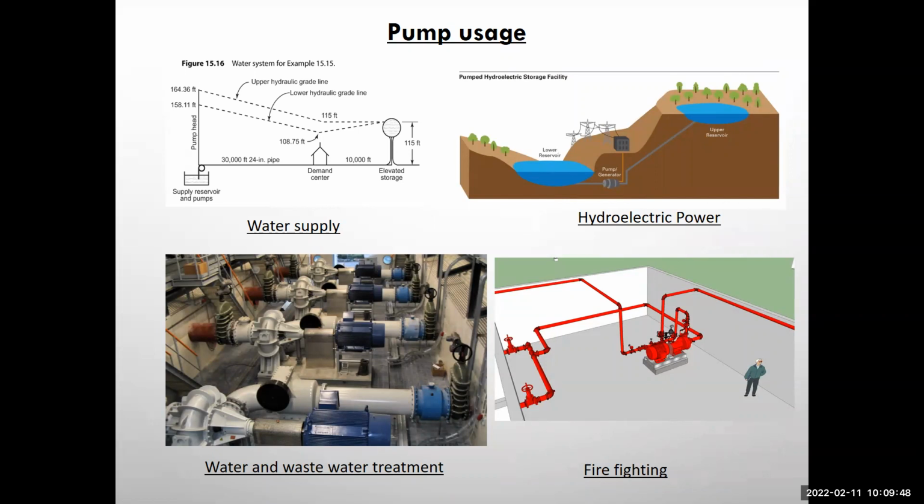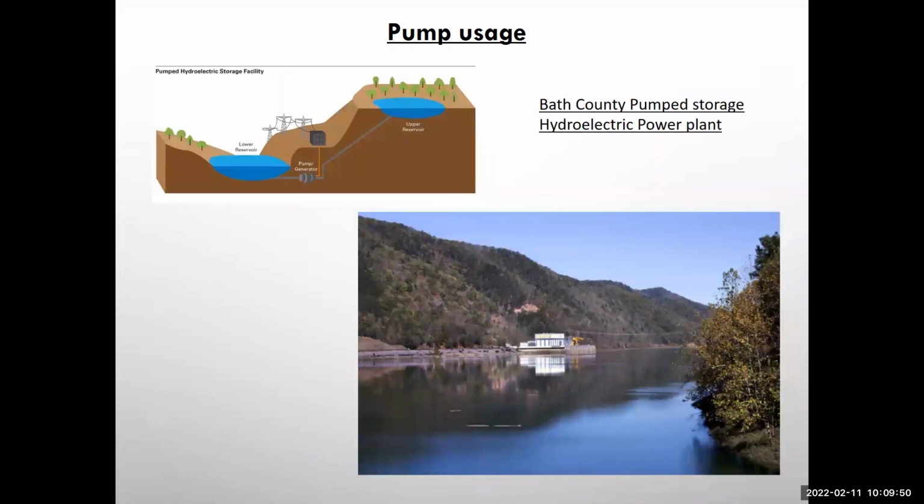So what we will do, oh, and one thing here is the Bath County Pumped Storage Hydroelectric Power Plant. We used to go there for a field trip until 2019. In 2020, COVID happened, and since then we don't go there, but it's a huge facility. This is the largest pumped storage hydroelectric power plant. They have two reservoirs. Water comes from one reservoir to another, and during the night, from the lower reservoir, they pump the water to the upper reservoir. That's why it's a pumped storage hydroelectric power plant.